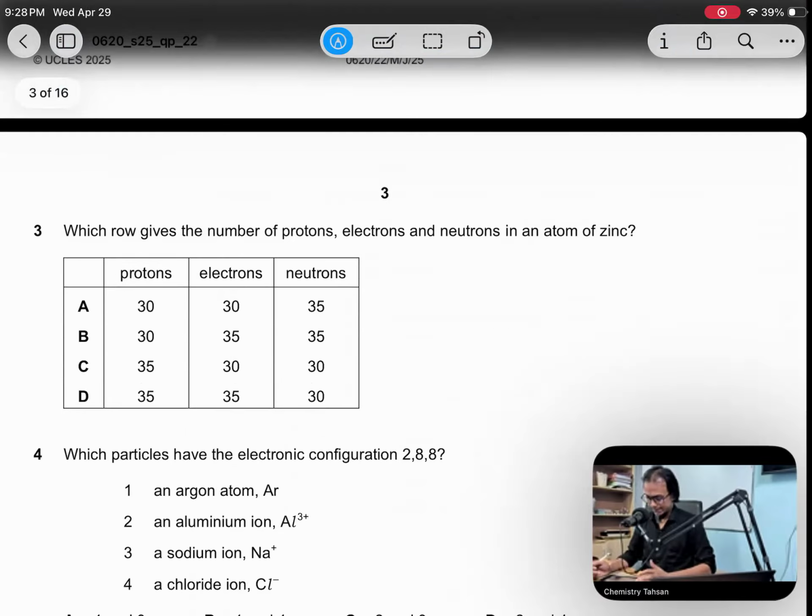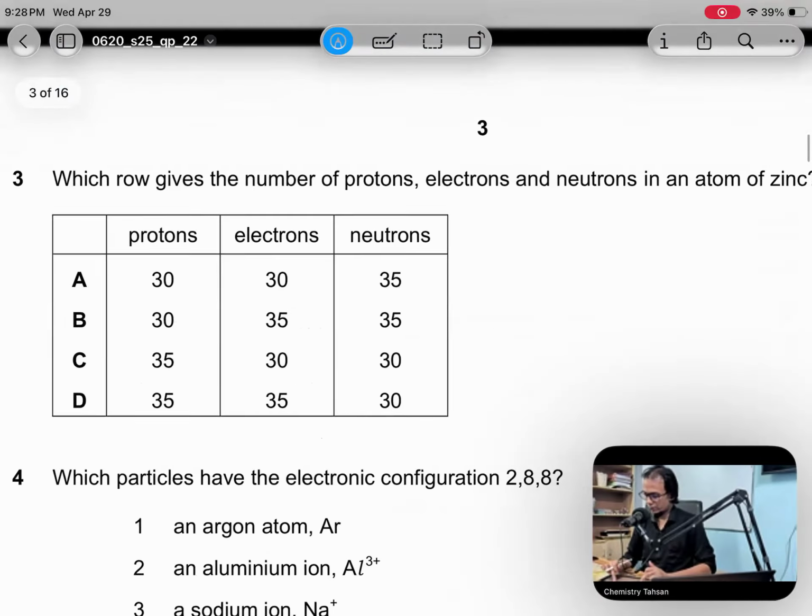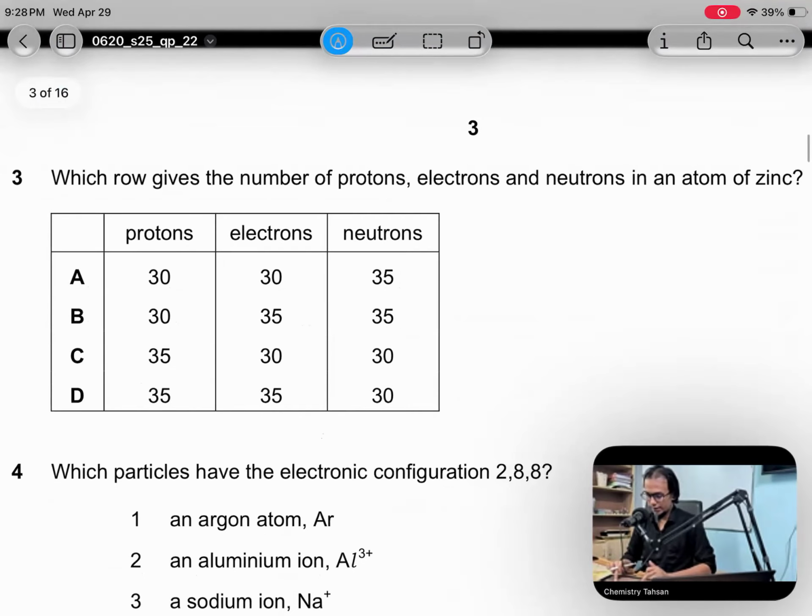Next question, very easy one, I guess. Which row gives the number of protons, electrons, and neutrons in an atom of zinc? So if you see zinc is 30. So proton number, the atomic number of zinc is 30. So zinc has 30 protons. Then since it is zinc, so it will have the same number of electrons, so 30 and 30, and neutrons.